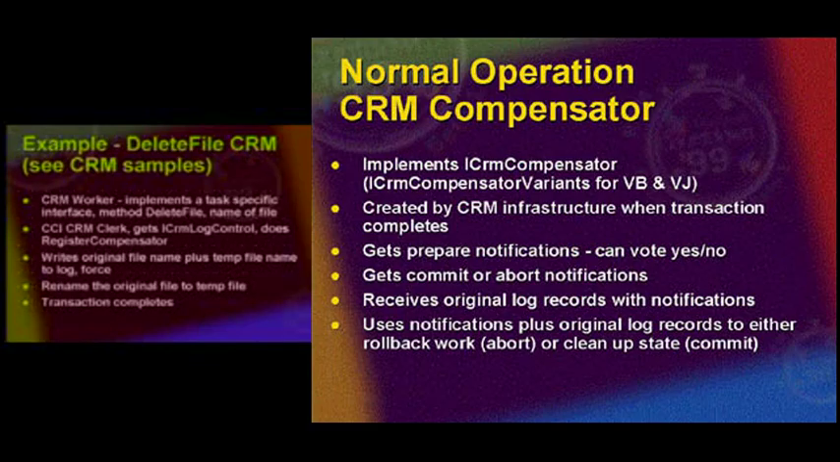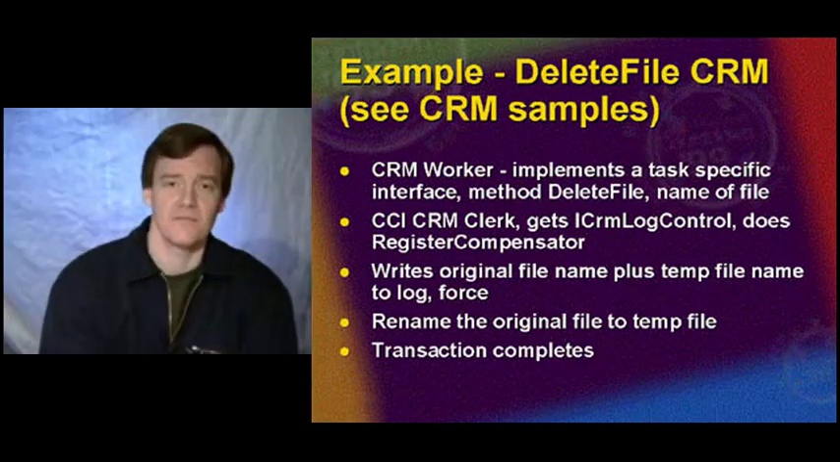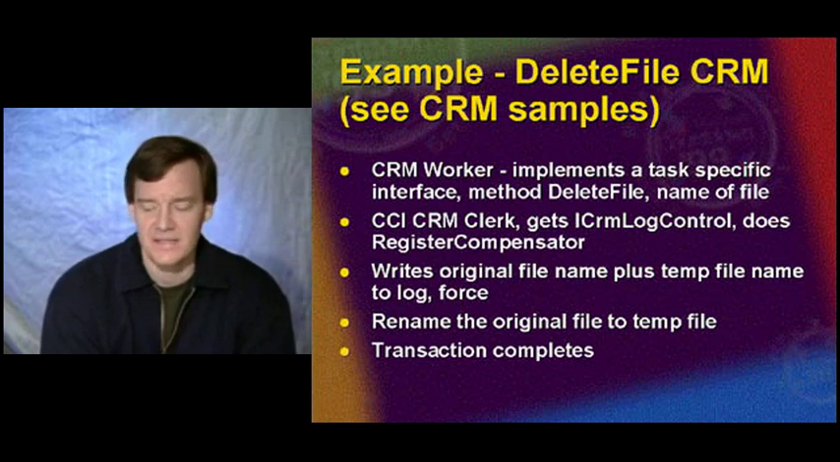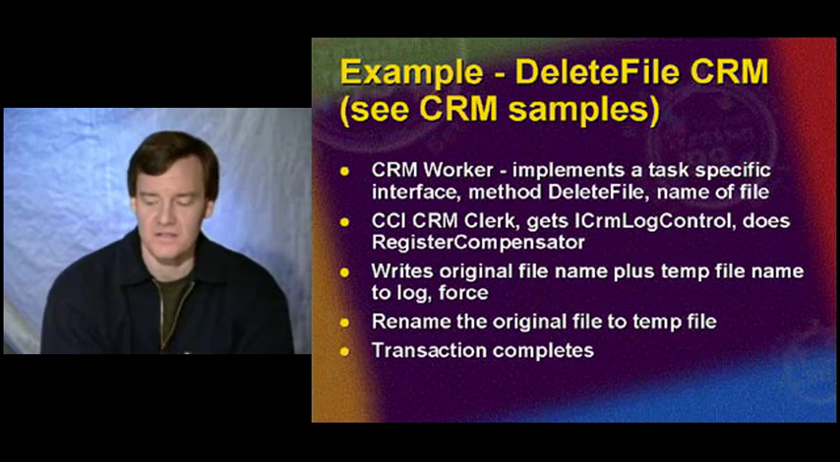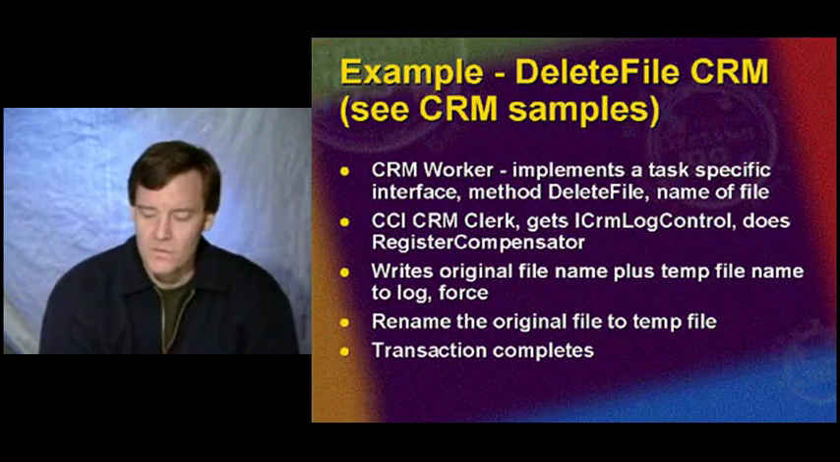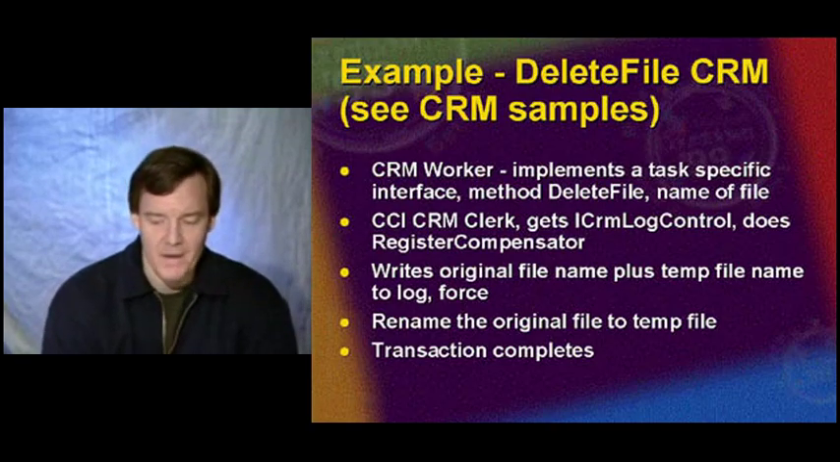So let's walk through a specific example of a CRM compensator, and this is an example from our platform SDK in the COM+ samples, and this is an example of a delete file CRM, a CRM whose function is to simply delete a file, and if the transaction commits, you want the file to be deleted, and if the transaction aborts, you want us to put the file back again. So what would the CRM worker do? It would implement a task-specific interface, let's say one method called delete file, and one parameter, which would be the name of the file that we want to delete.